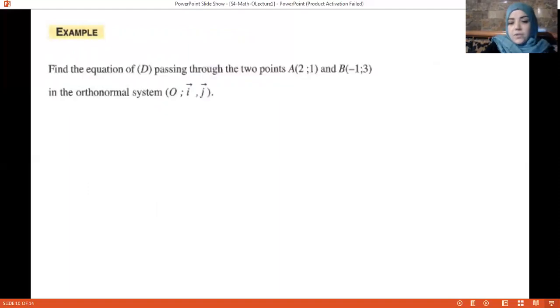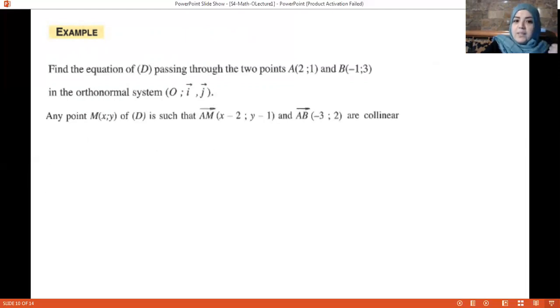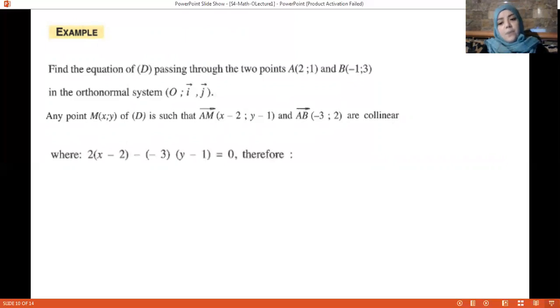Let us take an example. This is a straight line D that passes only through A and B. So as I told you, you create a point M and two vectors, AM and AB. AM is (xm minus xa, ym minus ya), which is (x minus 2, y minus 1), and AB is (minus 3, 2). And they are collinear, so you apply the rule that says x y prime minus x prime y equals 0. Then as you see, this is the Cartesian form, and you can change it into reduced form as I told you. Okay, you can change it in this way.